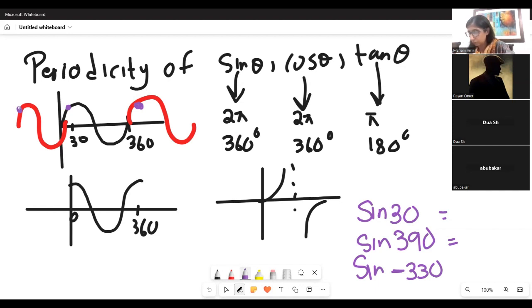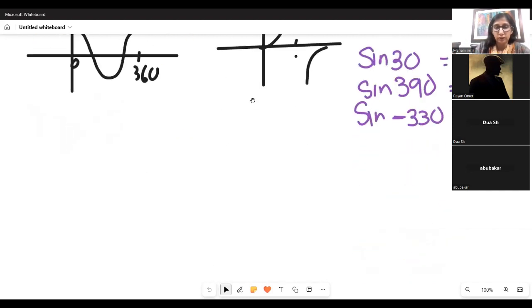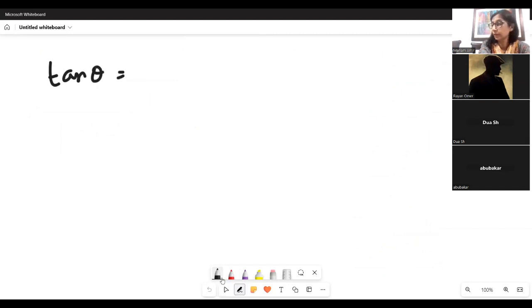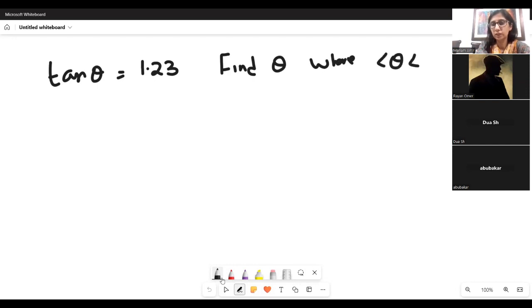Here is the question: tan theta is 1.23, find theta where theta is between 0 to 2 pi.